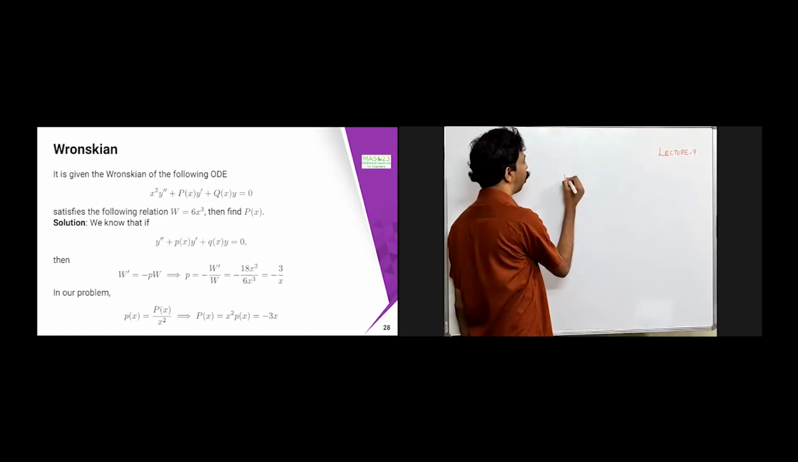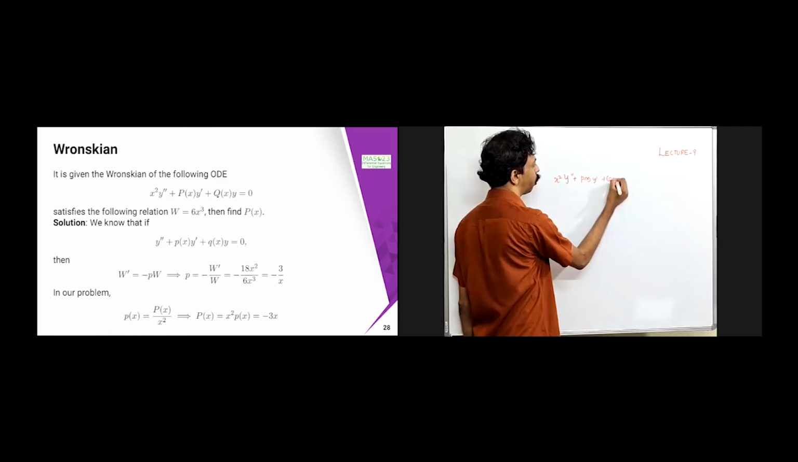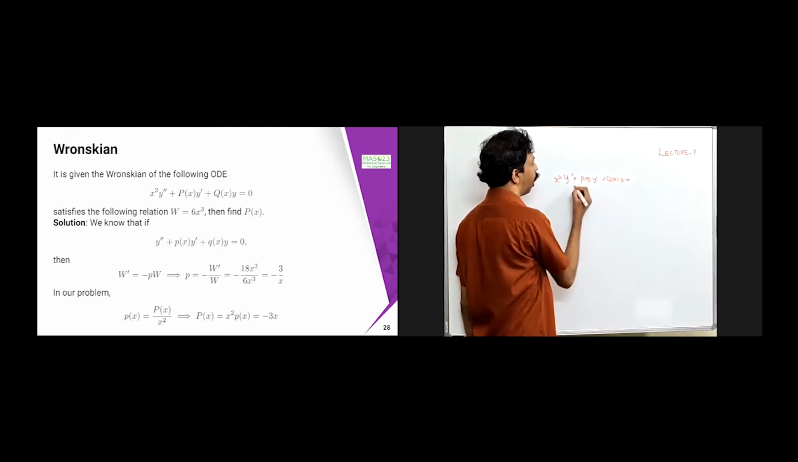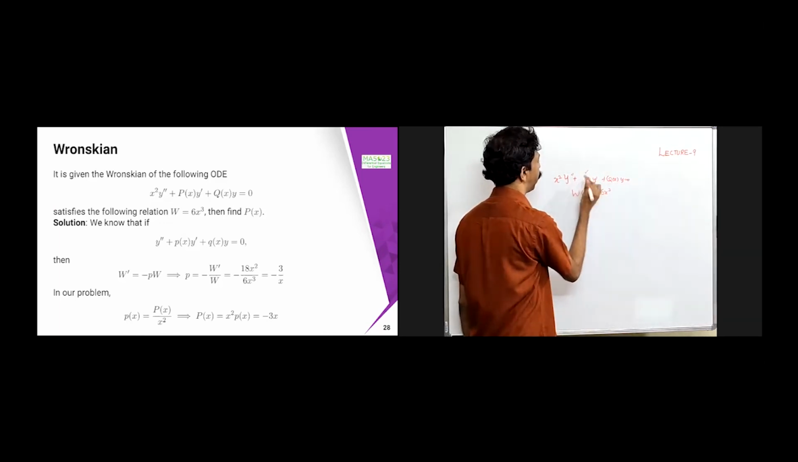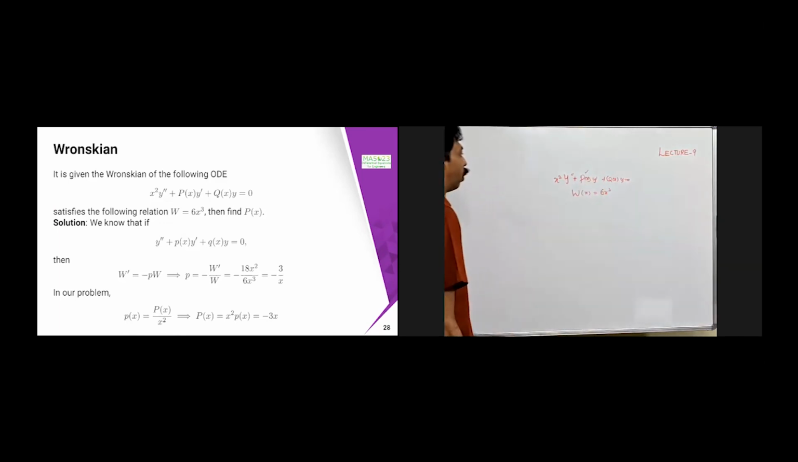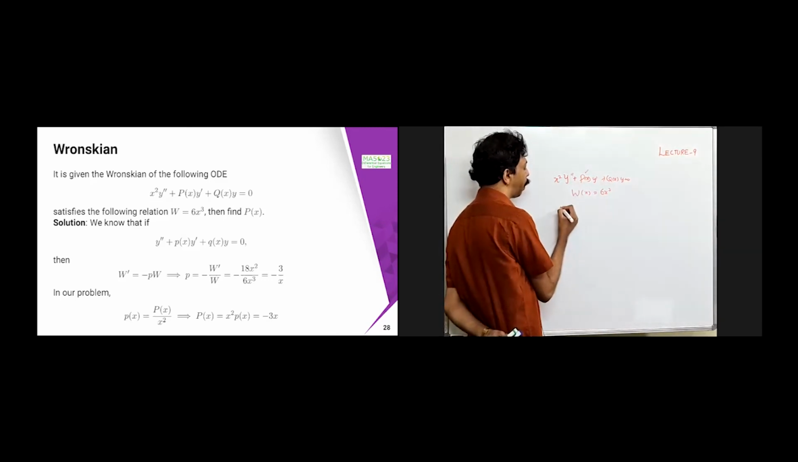So the problem is: suppose I have y double dash plus P of x into y dash plus q of x into y equal to 0 given, and its Wronskian is given as W of x equal to 6x cube. The question is, can we find p of x? Let us put this as capital P of x. This is the question which appears in some competitive exams like CSIR or GATE exam questions. So let us see this problem.